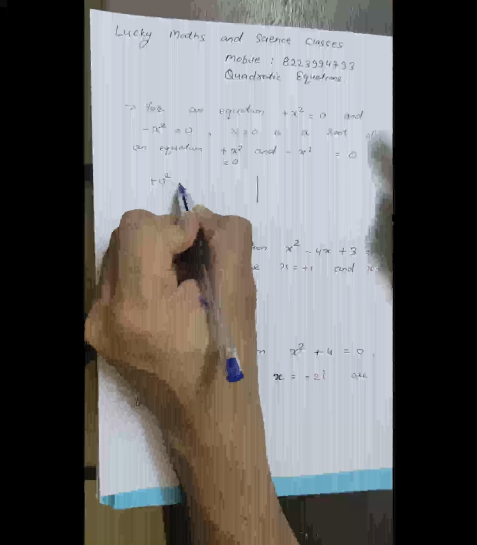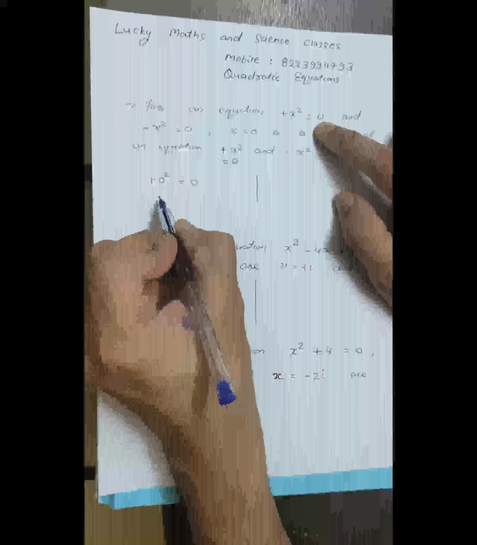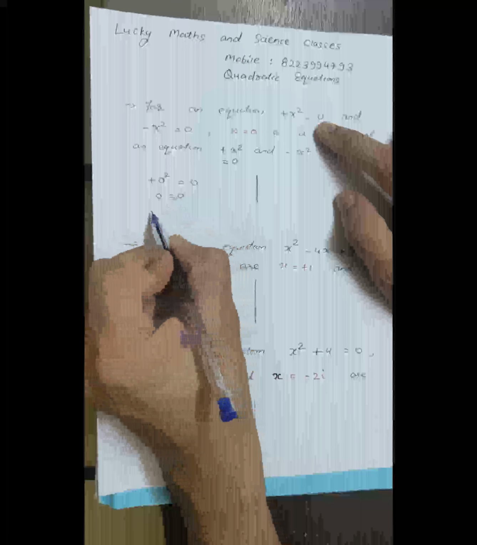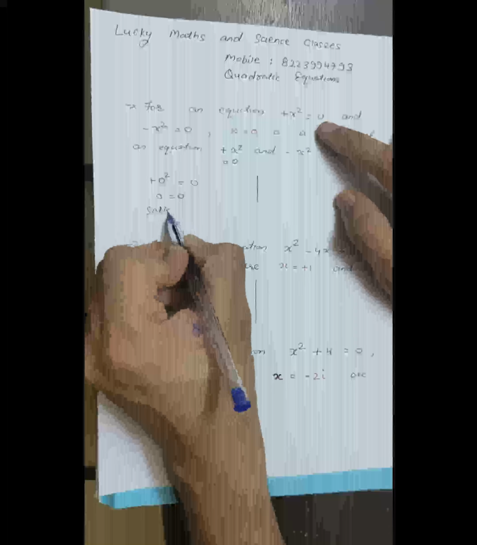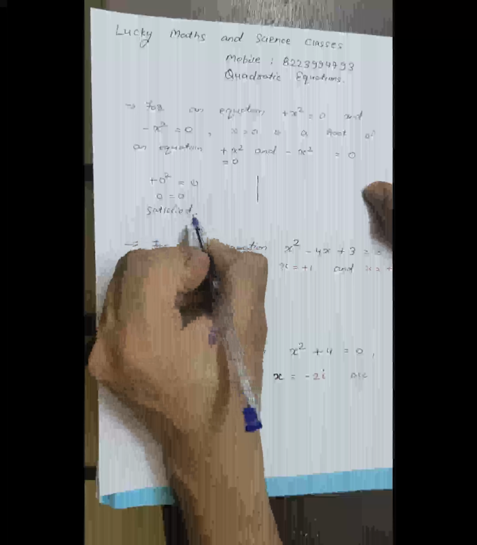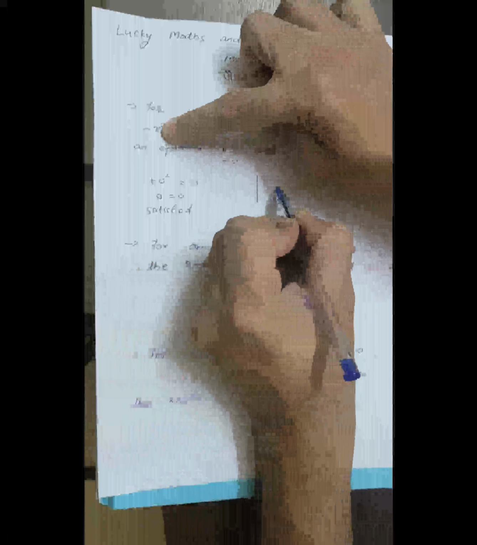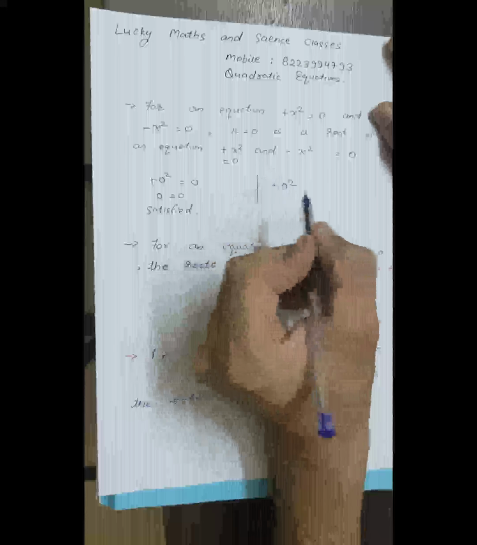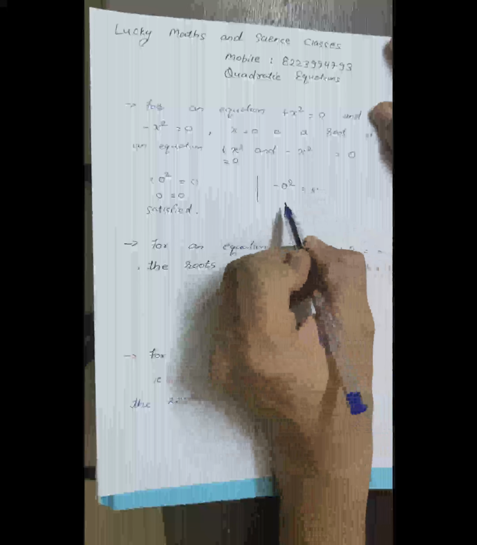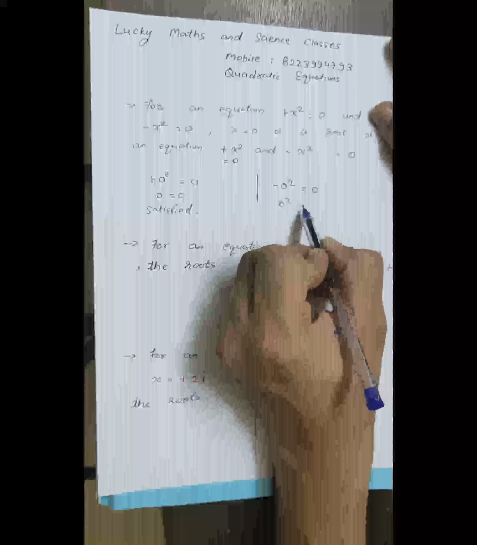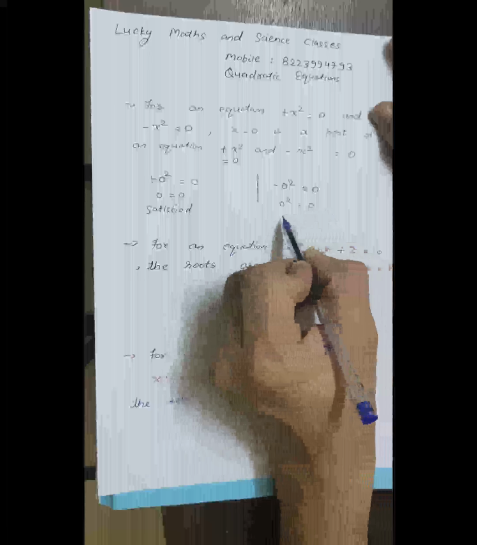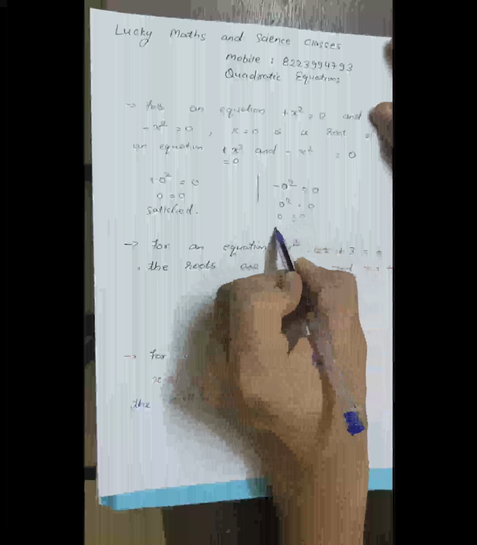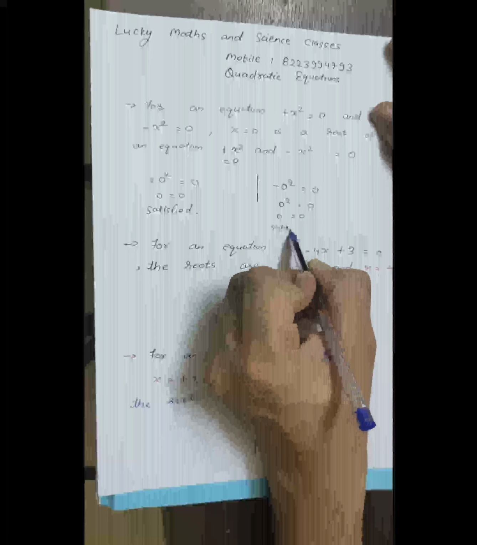Plus 0 square is equal to 0. 0 is equal to 0. Satisfied. Minus 0 square is equal to 0. Again 0 is equal to 0. Satisfied.